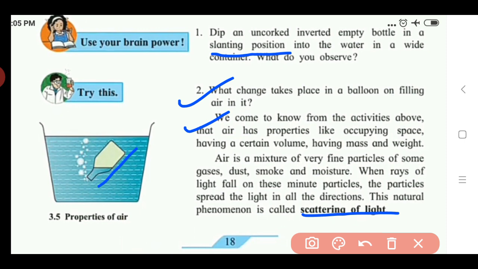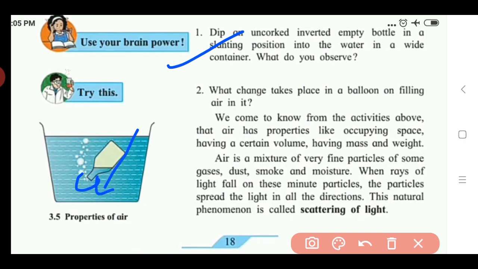What happened in the first activity? For this, try to give the answers for the first question. Here you dip this bottle at a slanting position. Okay, this bottle doesn't have a lid on it. Okay, it is an open end bottle. So when we dip this bottle in this water, then what happened? We see some bubbles come out from the mouth of this bottle.